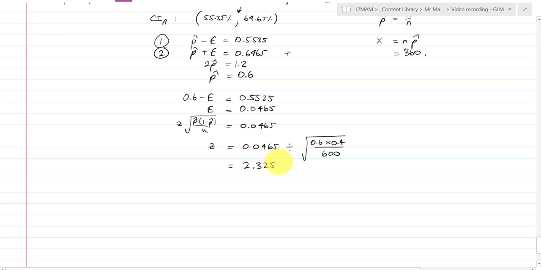2.325. So I want to know what percentage, what level of accuracy, am I getting for that z-score. Now, just out of interest, 99% confidence interval, 2.58 z-score. 95% confidence interval, 1.96. So I'm thinking 98, maybe 97. But let's backwards design this. I know my z-score.